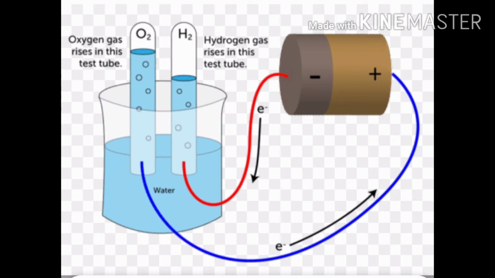In this diagram, we can see that hydrogen gas produced at the cathode is double the amount of oxygen produced at the anode. This is because in a water molecule, there are two hydrogen atoms combining with one atom of oxygen.